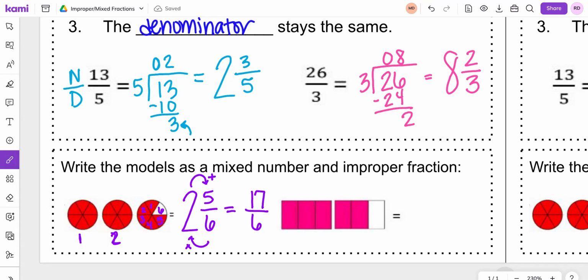And then repeating over here, we have 1 whole colored in. Then we have 2 parts of the 3 total. And then if we multiply 1 times 3 plus 2, we have 5 over 3. From here, you are going to work on your practice.